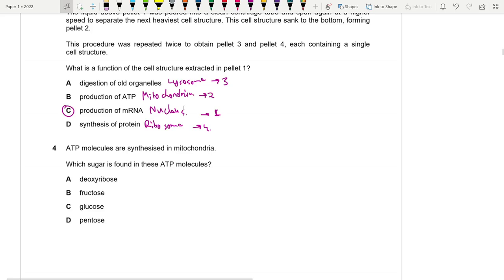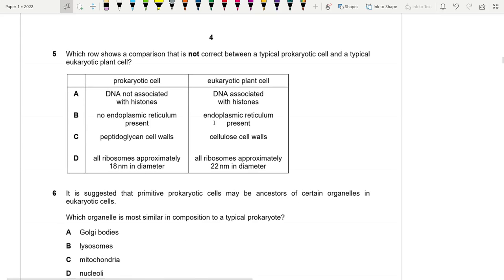ATP molecules are synthesized in mitochondria. Which sugar is found in these ATP molecules? Basically, you need to know that ATP has ribose, adenine, and three phosphates. So we have ribose, not deoxyribose. These are wrong. These are hexose sugars. So we have pentose sugar, which is ribose specifically.